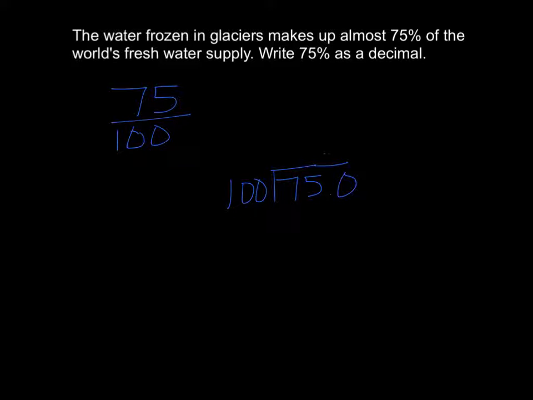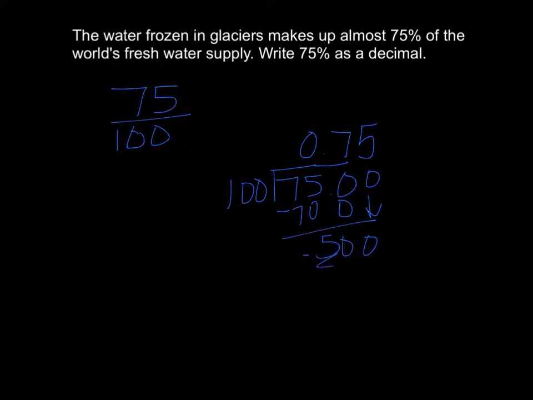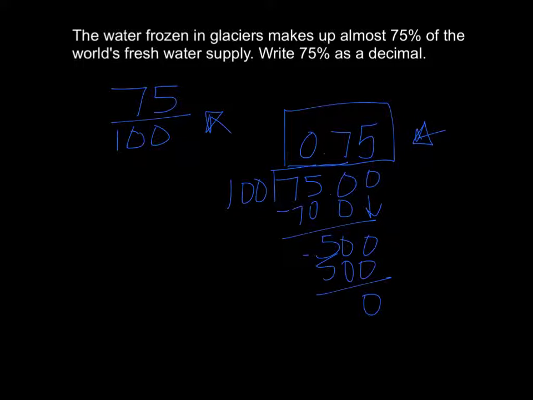100 goes into 750 7 times. Minus 700, left with 50 left over. Add another 0, bring it down. 100 goes into 500 5 times, minus 500, left with 0. So my answer is 75 hundredths, which again is what we said right here. If I were to say this, I'd say 75 hundredths.